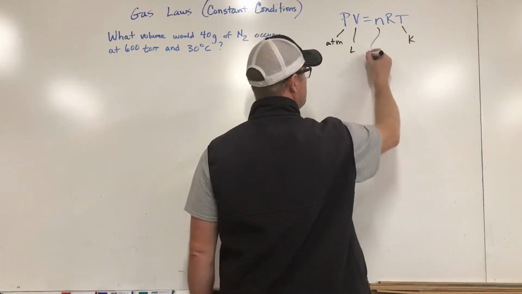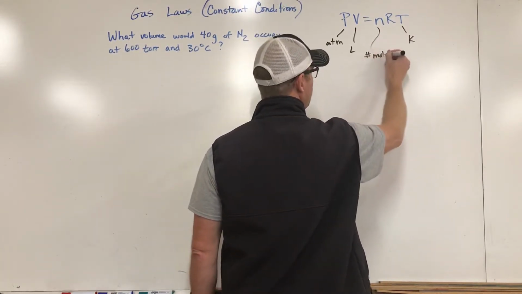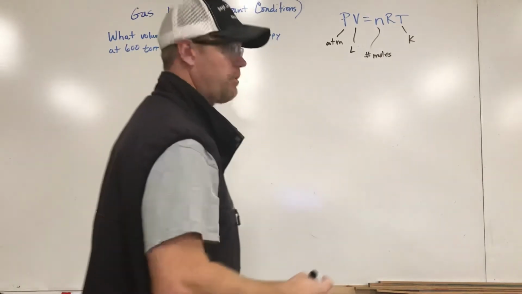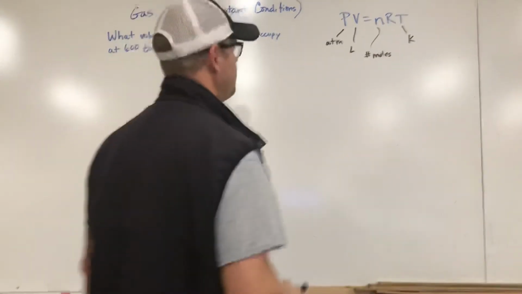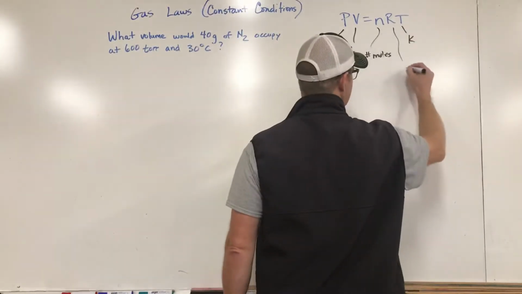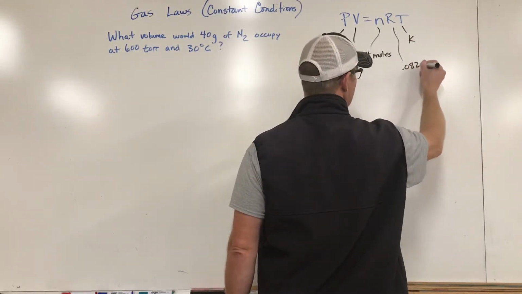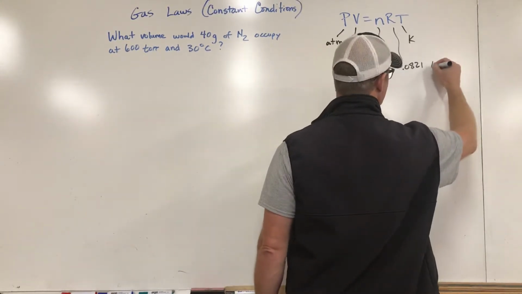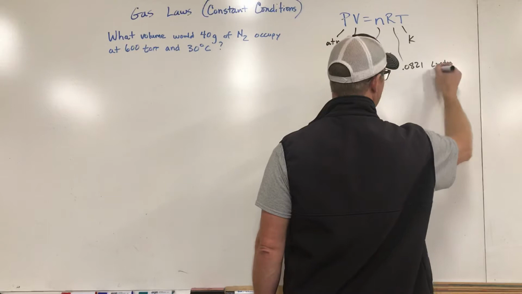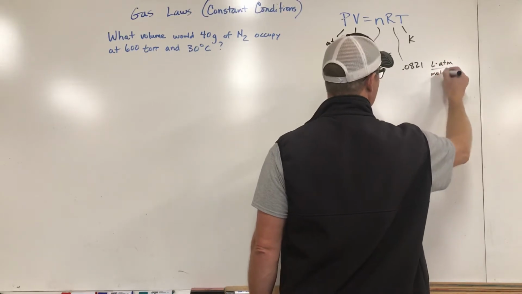N represents the number of moles of whatever gas. So it's like how many particles are bouncing around. It doesn't really matter what they're made of, it's how many of them are bouncing around in this sample. And then R is the ideal gas constant of 0.0821. We talked about this in class. That has units of liters, atmospheres over moles, and Kelvin.